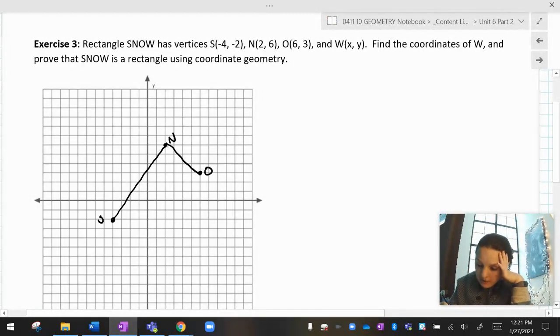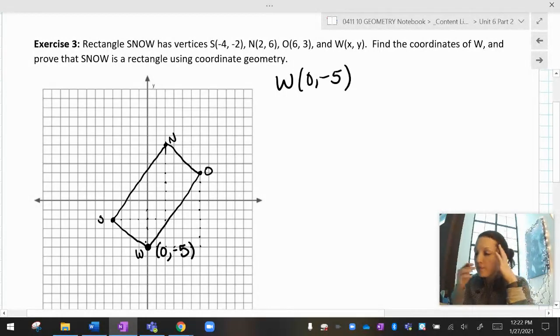So if I wanted to get from N to S, I'd go down 1, 2, 3, 4, 5, 6, 7, 8, over 1, 2, 3, 4, 5, 6. Looks pretty good to me. So that's the point 0, -5. So W is 0, -5.